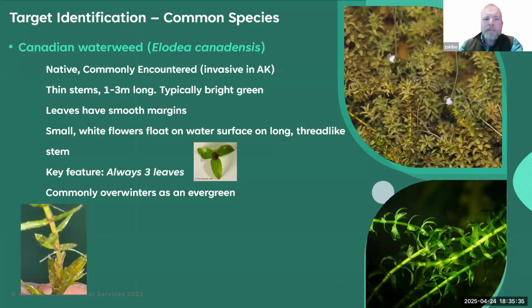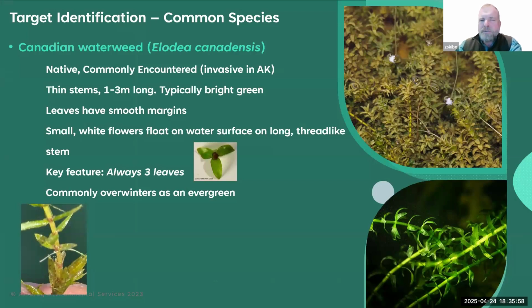Canadian waterweed, or Elodea. Now this one is native to the lower 48. It is invasive in Alaska, which is interesting. It's got very thin stems, generally 1 to 3 meters long, typically bright lime green in the water. The leaves on this one are smooth, so if you run your hand down the stem, it's going to feel slimy smooth. It's not going to have any kind of roughness to it.